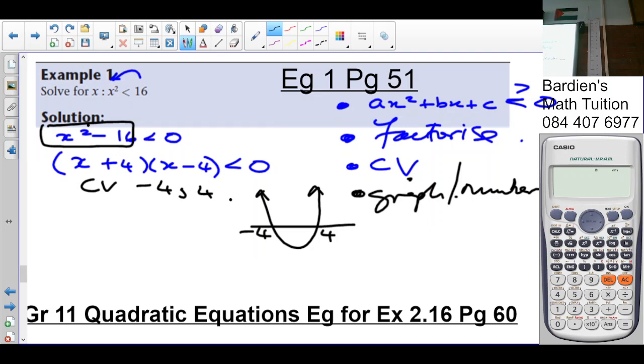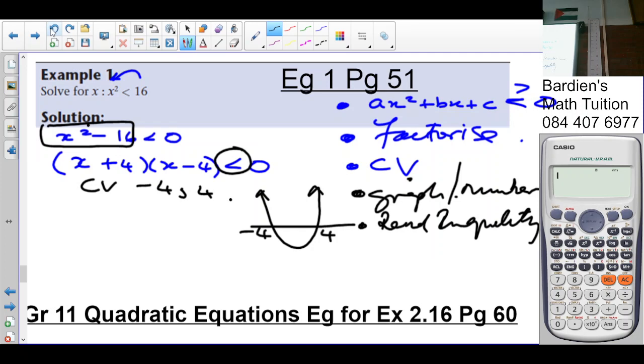Now we look at the inequality. What does this tell us here? That the parabola must be less than 0. What if the inequality had to go the other way, greater than 0? So if something is less than 0, what does it mean? It's negative. If something is more than 0?